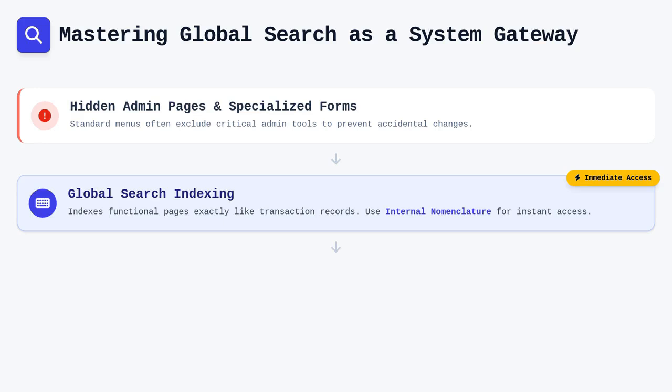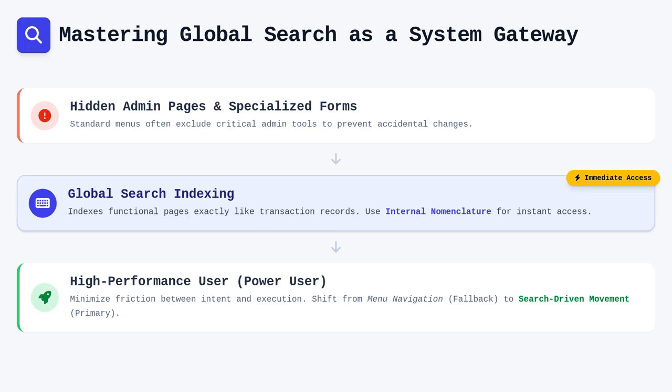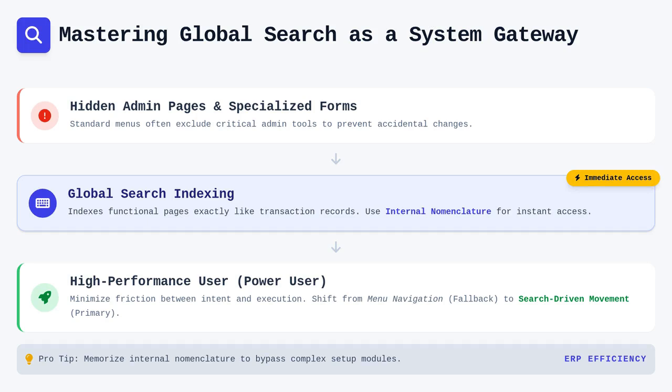By consistently utilizing these features, you minimize the friction between your intent, the need to solve a financial problem, and the execution within the software, which is the hallmark of a high-performance ERP user. As you gain more experience, you will naturally gravitate toward using the search bar as your primary driver for all movement within the system, treating menu navigation as a secondary fallback mechanism.